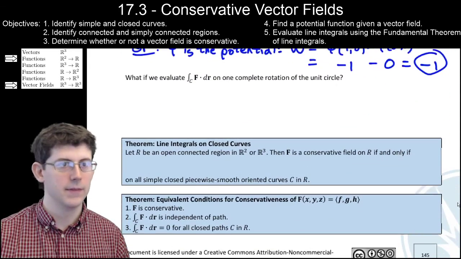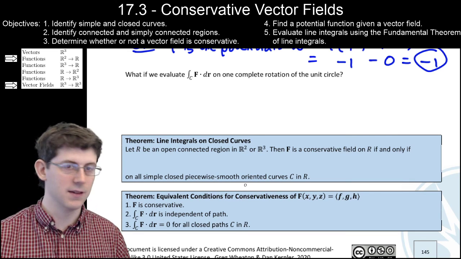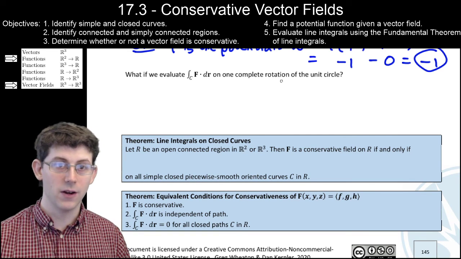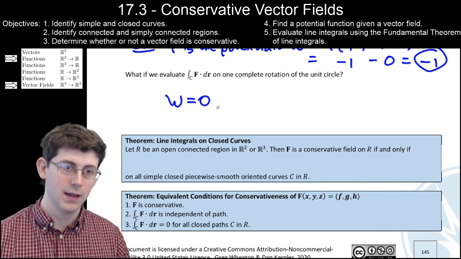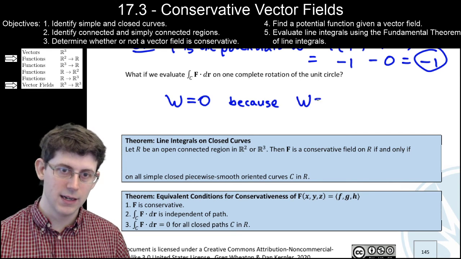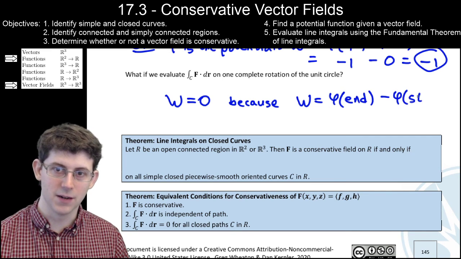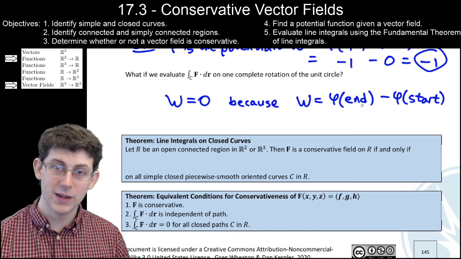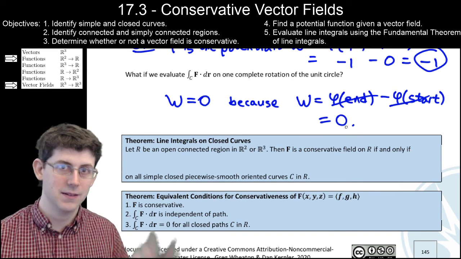Nice. Okay, one more thing before we write down a bunch of facts, like the official summaries. If you went all the way around the unit circle, then the work would be 0. And the reason is that if your start point and your end point are the same, then your work will be the potential at the end point minus the potential of the start point. And if the end point and the start point are the same, then these cancel and you get 0.